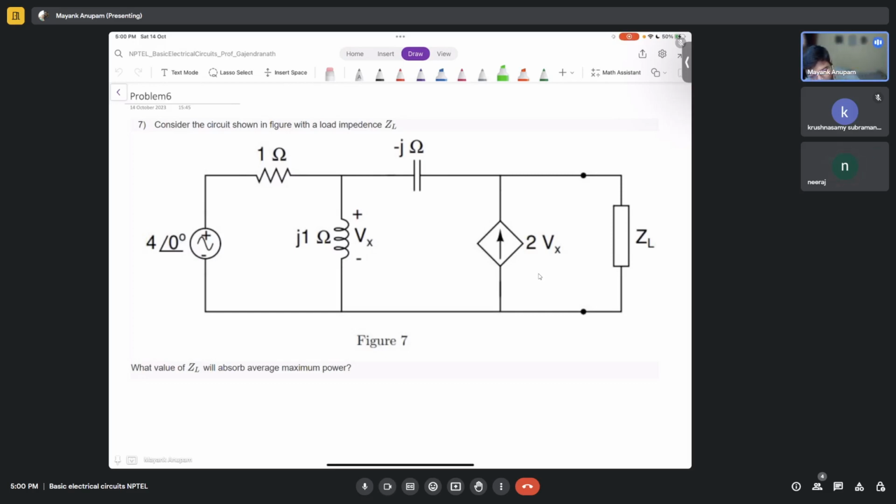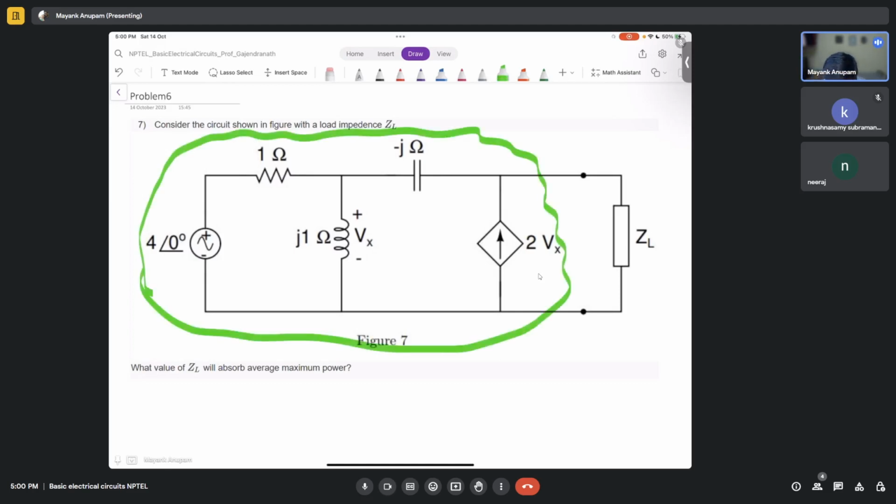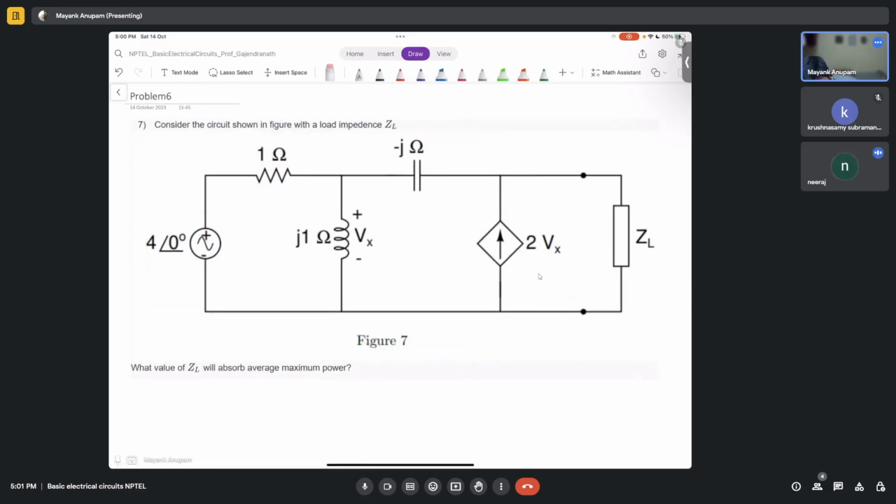So how do you find out the source impedance first? You have to make sure that the average power supplied to the ZL is maximized. So what do you do first? You have to make the Thevenin's equivalent of this particular network here. So find out the Thevenin's equivalent here. What will ZTH be?